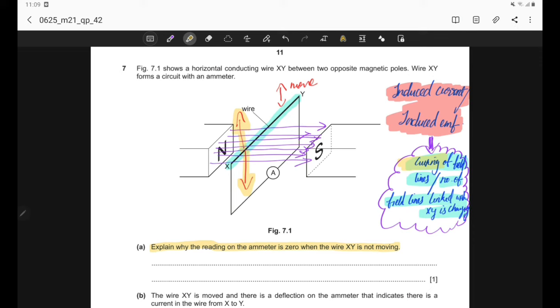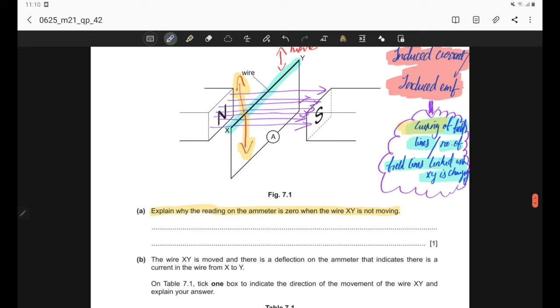So in order to have an induced EMF in the wire, we should keep moving the wire XY in between these field lines. So here we can write: no cutting of magnetic field lines, or you can write no cutting of magnetic flux. Another word for field lines is magnetic flux.